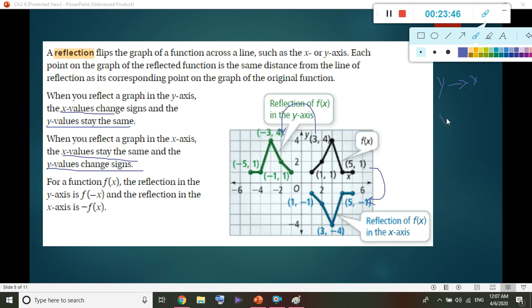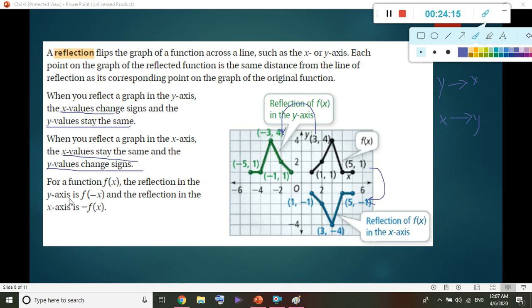When you reflect about the x-axis, y will be the opposite sign. Y will stay as it is, and x will change its sign when you reflect about the y-axis. And when you reflect about the x-axis, y is going to change the sign, and x is going to have the same sign. For a function f of x, the reflection in the y-axis is f of negative x, and the reflection in the x-axis is going to be negative f of x.